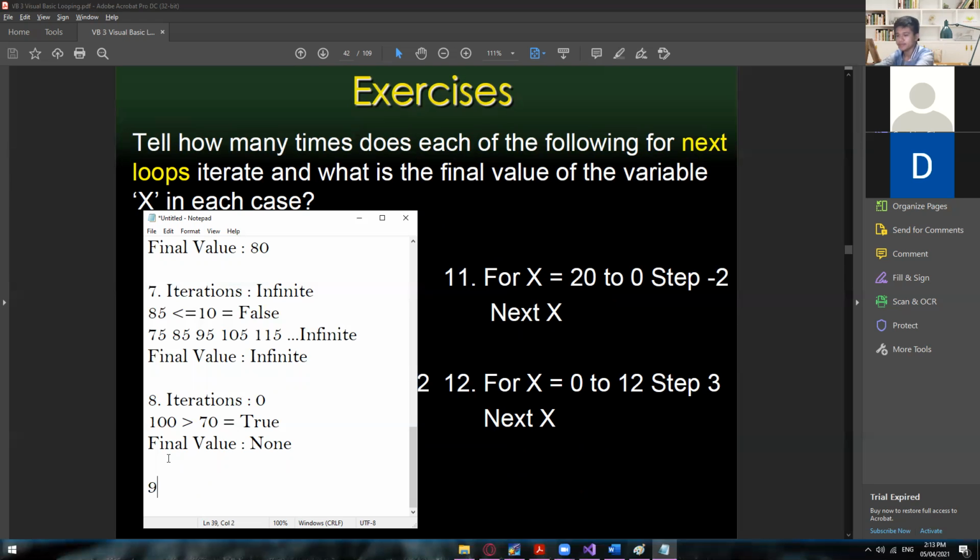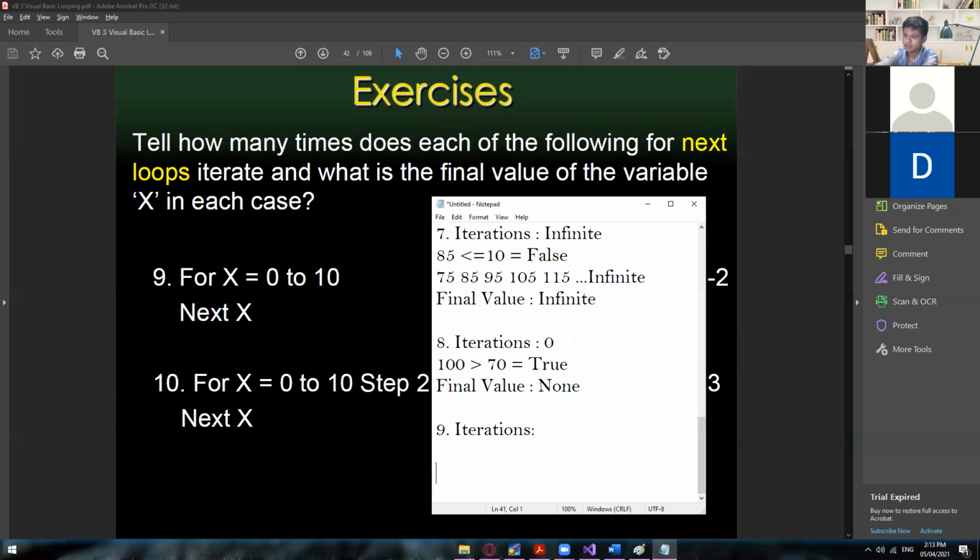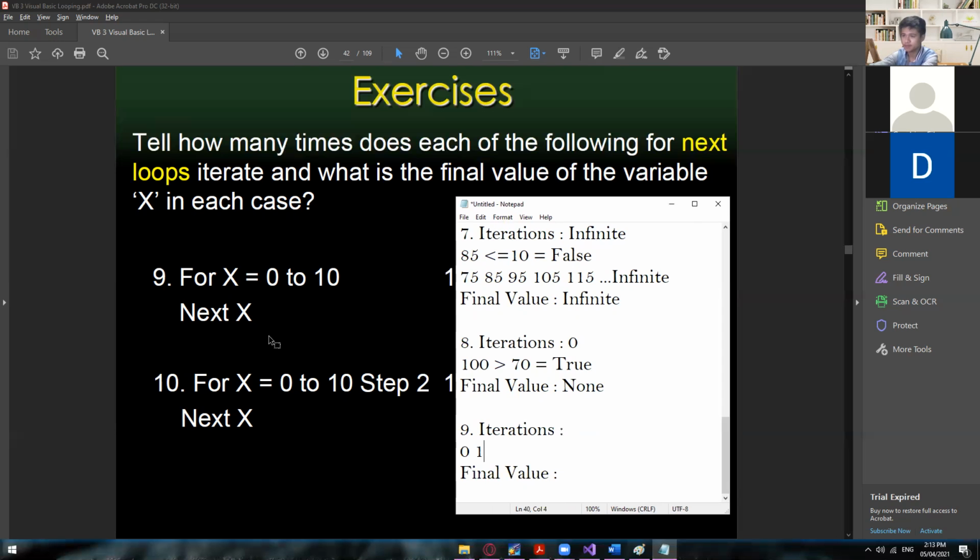And for number 9, how many times will this iterate? We will start with 0. It's incrementing by 1. By default, we didn't declare the step value, so it will increment by 1 by default. 1, 2, 3, 4, 5, 6, 7, 8, 9, 10. If you count the starting 0, it will give you 11 iterations. And then the final value is 10.